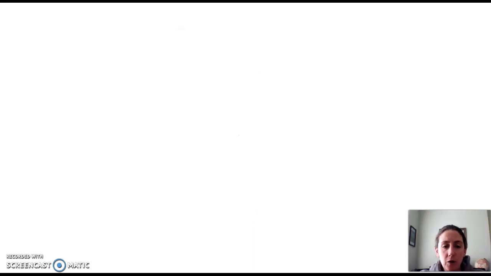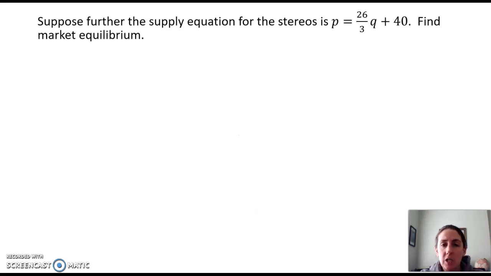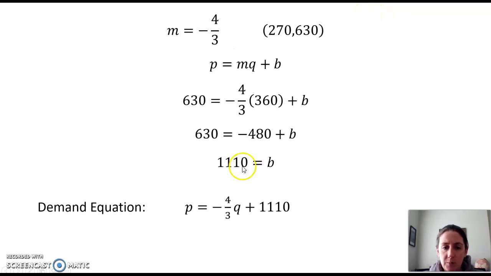Now, suppose further that we knew that the supply equation for these mini TVs, typo, sorry about that, for these mini TVs is p equals 26/3 q plus 40. Let's find the market equilibrium. From a previous video, we know that market equilibrium is when supply equals demand. Well, here's my supply, here's my demand.